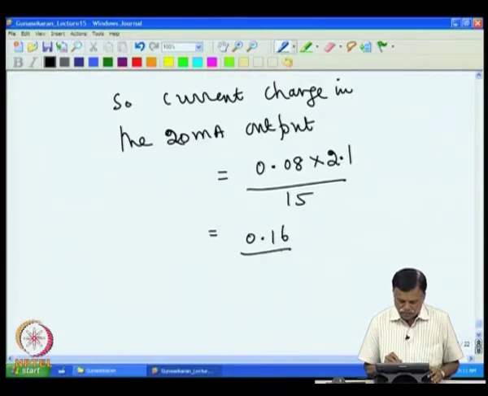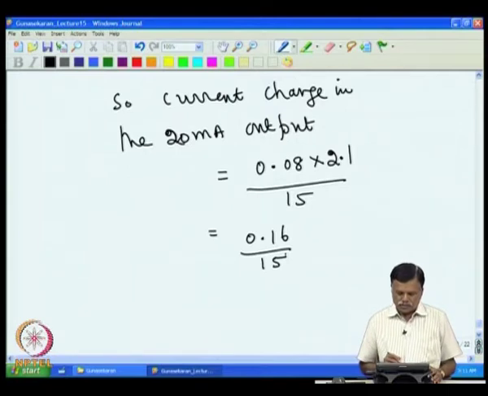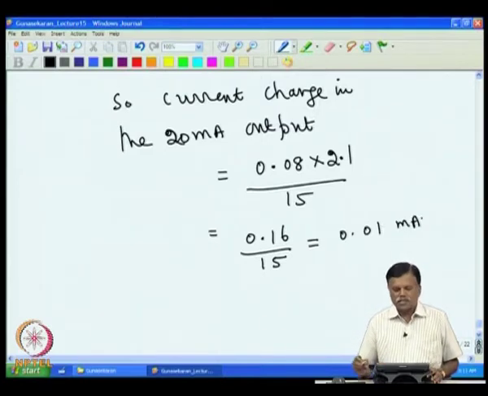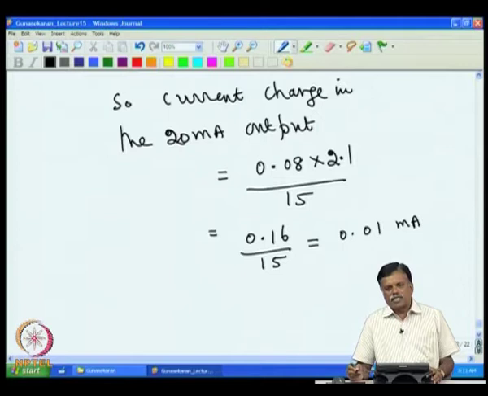0.16 divided by 15 millivolt, that actually comes almost 0.01 milliamps. So, offset voltage will produce a 10 microampere change at the 20 milliampere current.